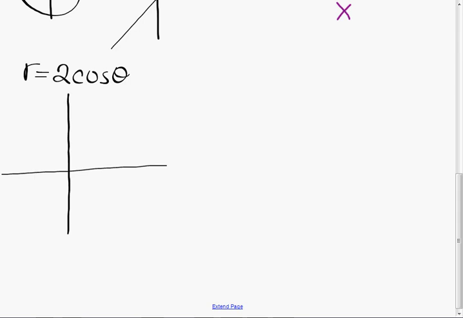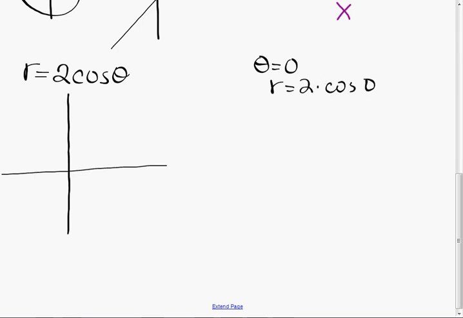Maybe once you get used to these, you're going to say, I kind of hope there's a polar, because they're really not that hard. If you know what I'm talking about here, do you guys remember what this graph looks like? Well, you could put in theta equal to 0. Then r is equal to 2 times the cosine of 0.